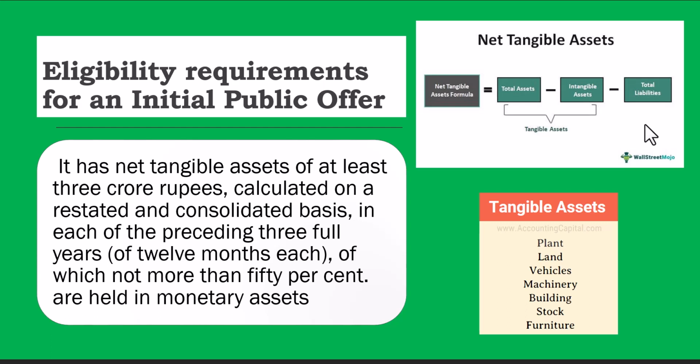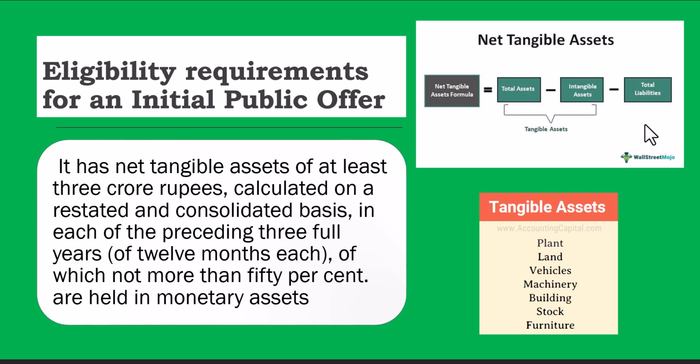That means it will generally be plant, machinery, equipment, stock, furniture, which is given at the bottom of the slide. So it has net tangible assets of at least 3 crore rupees. A company that has net tangible assets of less than 3 crores cannot come with a public issue as per this eligibility requirement. It has to be calculated on a restated and consolidated basis in each of the preceding 3 full years. That means the last 12 months.